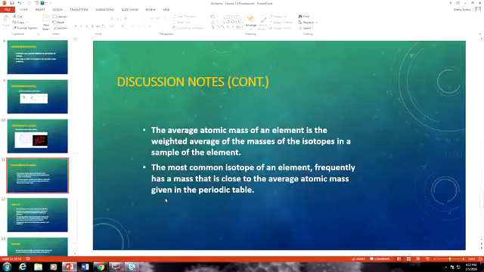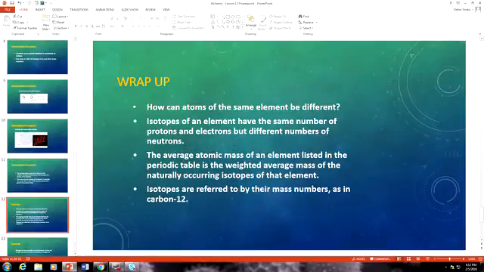Let me go back one. The most common isotope of an element frequently has a mass that's close to the average atomic mass given in the periodic table, and that's what I just demonstrated. So here's our wrap up. How can atoms of the same element be different? Well, they're going to be different when you're looking at the number of neutrons. Protons have to be the same if it's the same element. If you change the number of protons, you have a different element.